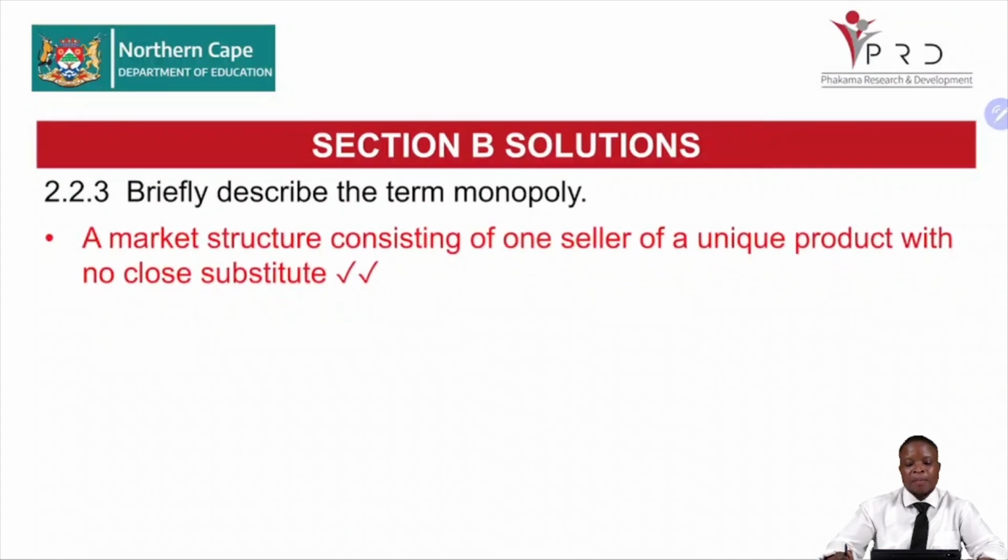Briefly describe the term monopoly. It is a market structure consisting of one seller of a unique product with no close substitute. Anything that is relevant in describing this, you may raise your hand to check if you are on the right path.